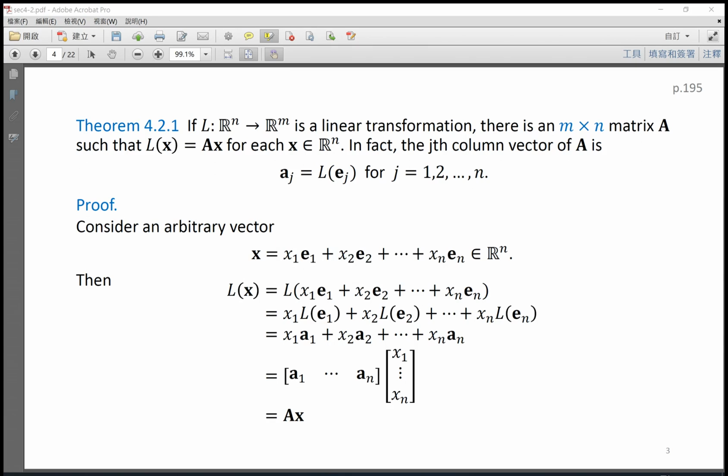We know that theorem 4.2.1 only works for a very special linear transformation. The domain must be in Rn, while the codomain must be in Rm. If the domain or the codomain is another vector space, such as polynomials or continuous functions, then theorem 4.2.1 cannot be applied.